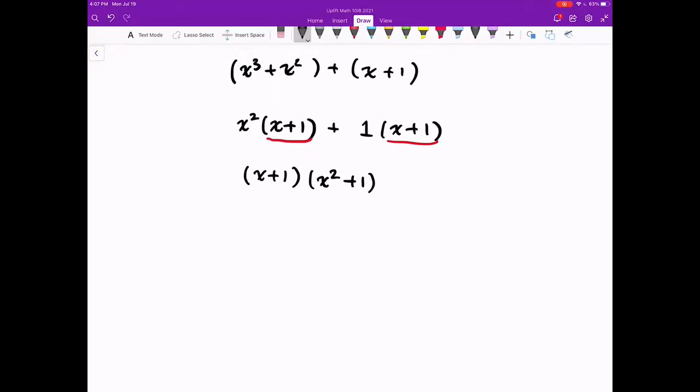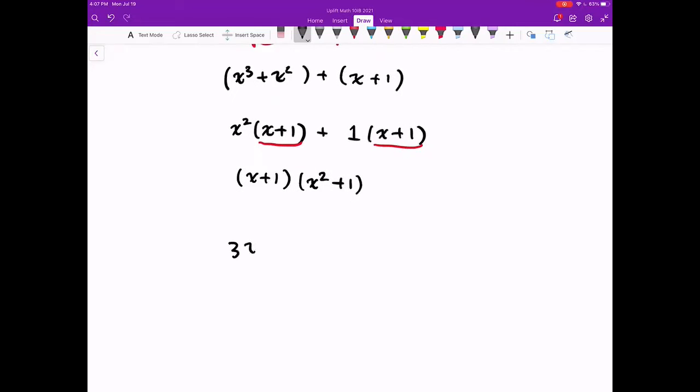Sorry, let me just quickly pull it up. Okay. So 3x squared plus 6x plus 4x plus 8.